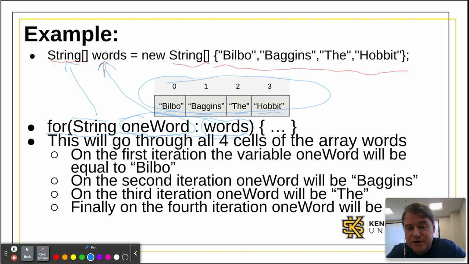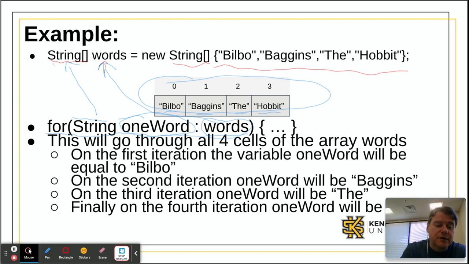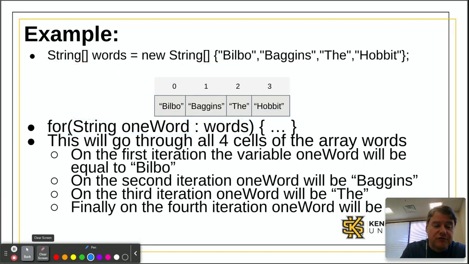And I called it oneword because each time through the loop, it's going to hold one of the words in the array. The first time through the loop, it's going to hold Bilbo. The second time through the loop, it's going to hold Baggins. And the third time, it's going to hold the. And the fourth time, it's going to hold Hobbit. And then the loop is automatically going to stop. It just does all the translation for you without you having to do anything else yourself, which is pretty cool.